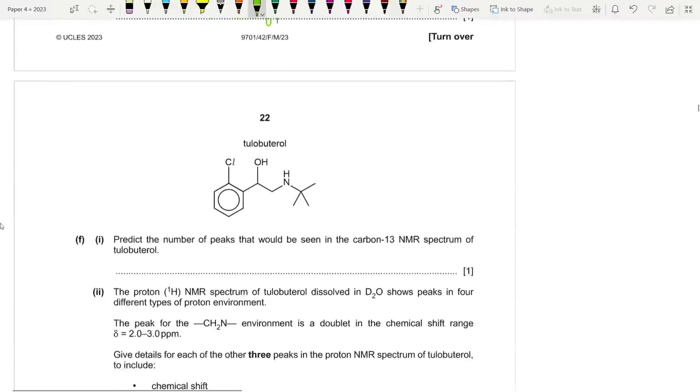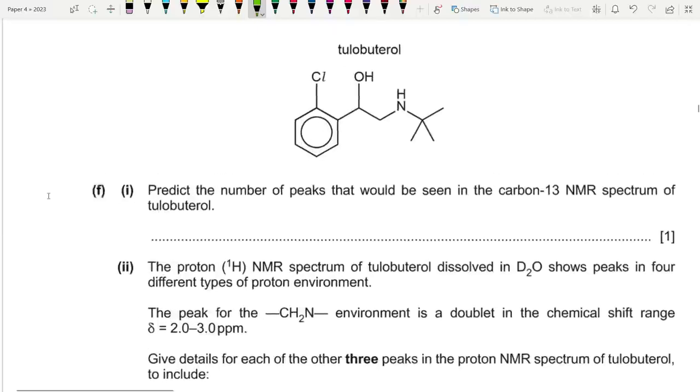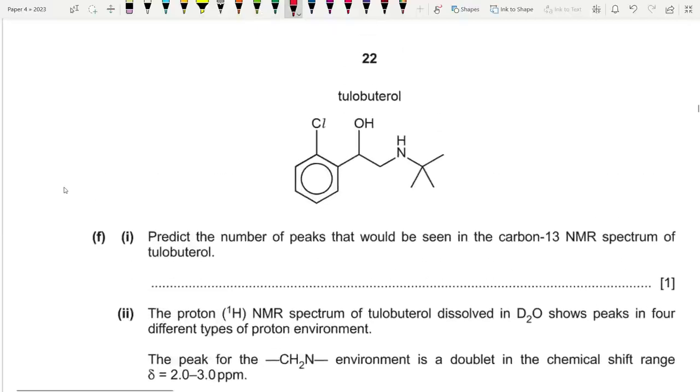Predict the number of peaks that would be seen in the carbon-13 NMR of tolubutyral. Okay, carbon-13. Let's do this. Carbon-13 totally depends on symmetry. The compound on the left isn't actually symmetrical. Sadly, it does not have a line of symmetry. However, these three CH3s are the same because they are in the same environment. If you go from here to here, you will get to the same carbon, and then if you go here, you go to the NH.